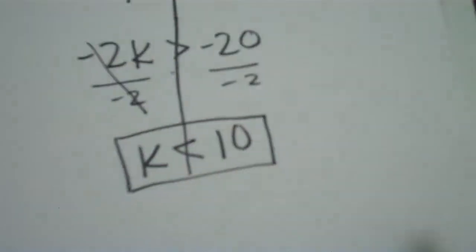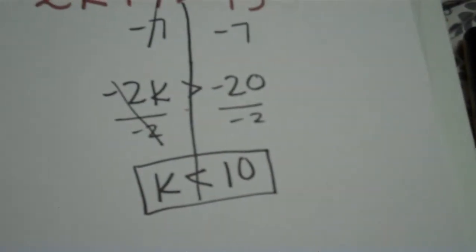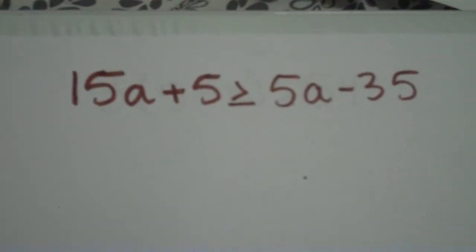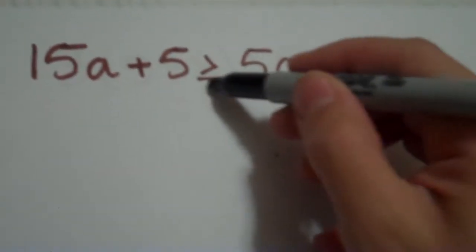So, yet again, everything's the same. The only thing that we're doing different is flipping the sign if we need to. That's it. Okay? So, another example. Pause if you need to. If you don't, let's just go from there. Draw your line.